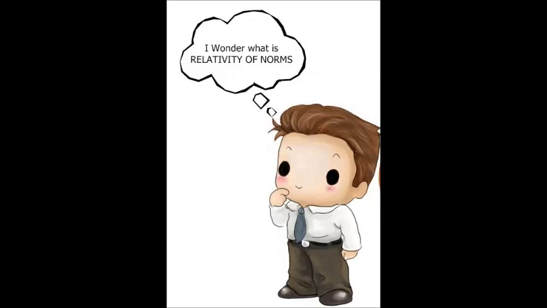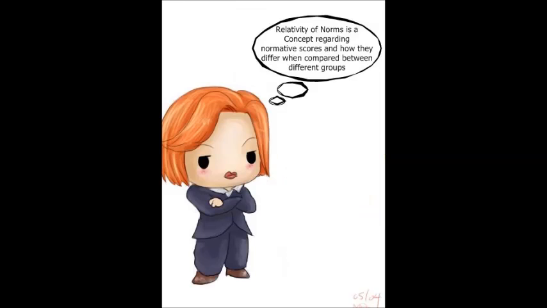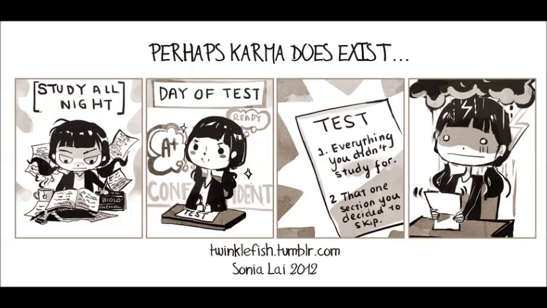The third one is definition of relativity of norm. Relativity of norm is a concept regarding normative scores and how they differ when compared between different groups.